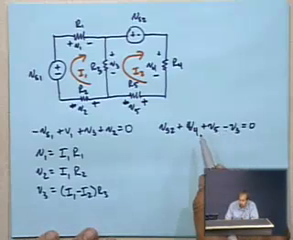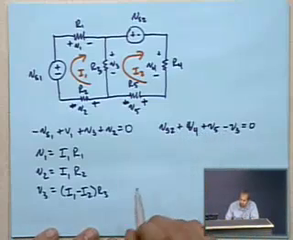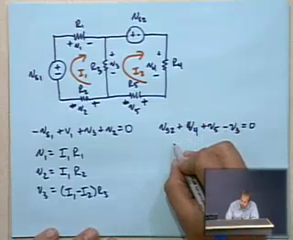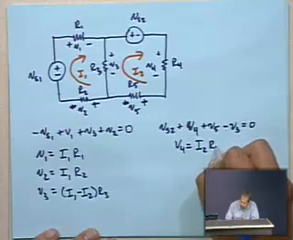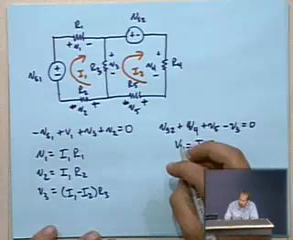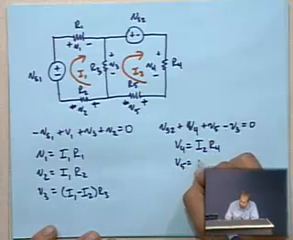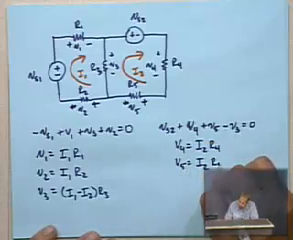Now I can come over here and do the same kind of thing. The source has a constant value. V4 just has I2 running through it times the value of the resistor R4. R5, same kind of thing, just has I2 running through it.